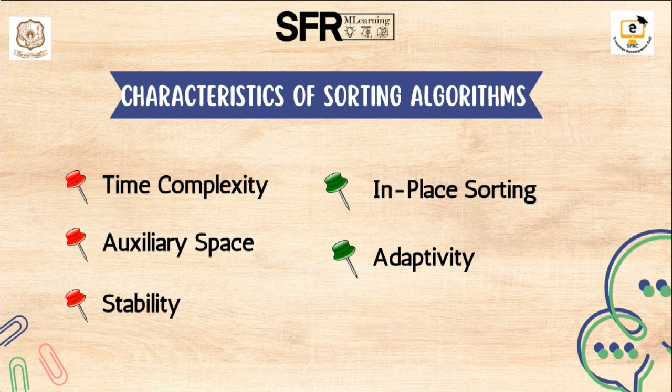Third one is stability. A sorting algorithm is said to be stable if the relative order of equal elements is preserved after sorting. Fourth one is in-place sorting. An in-place sorting algorithm is one that does not require additional memory to sort the data. This is important when the available memory is limited or when data cannot be moved. Last one is adaptivity. An adaptive sorting algorithm is one that takes advantage of pre-existing order in the data to improve performance.